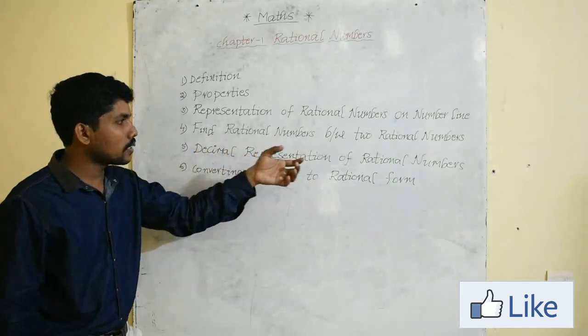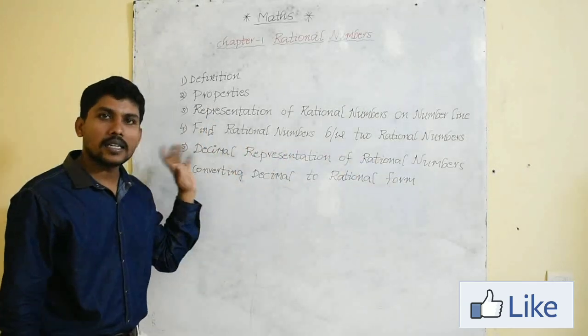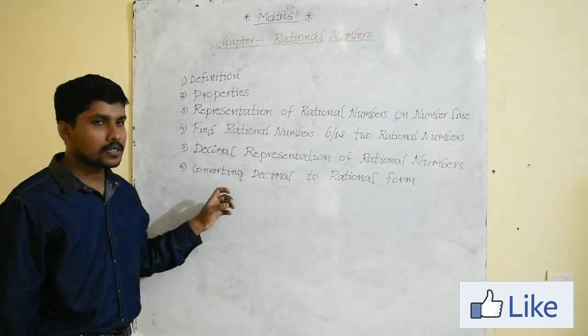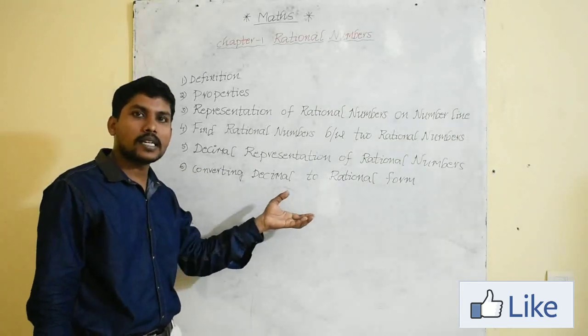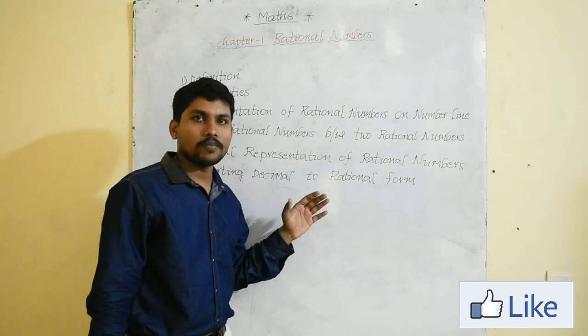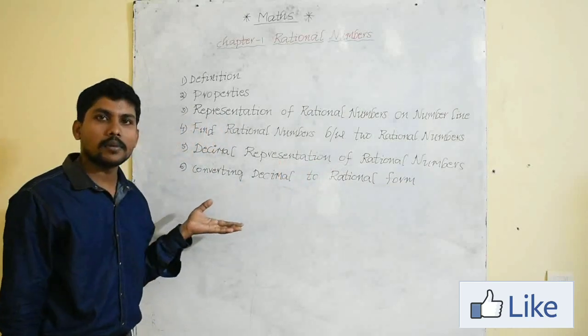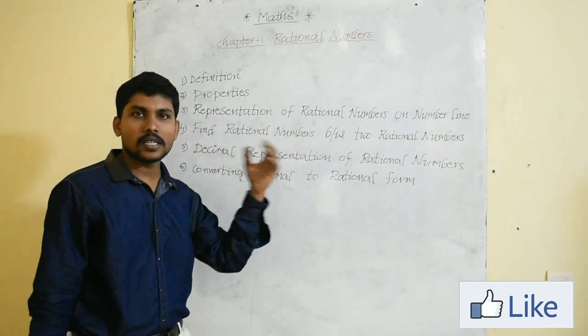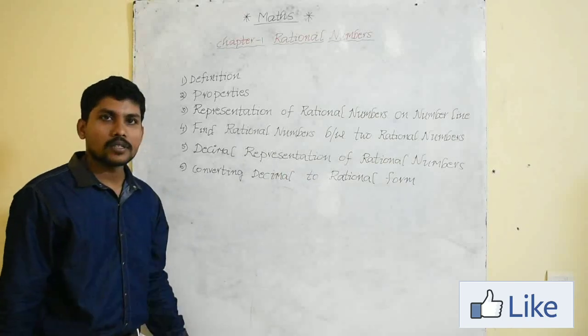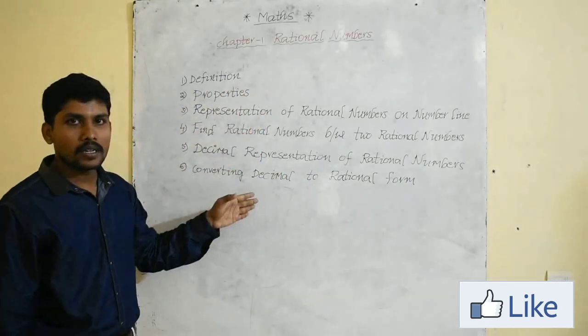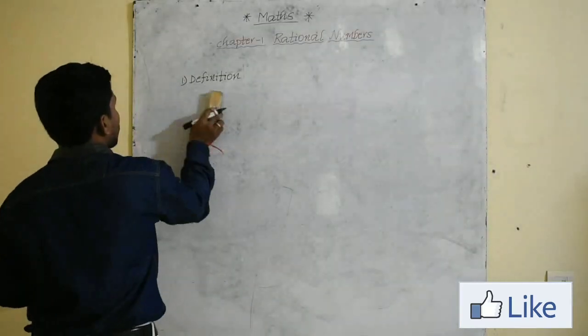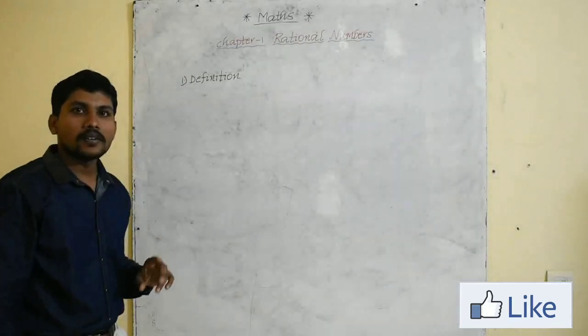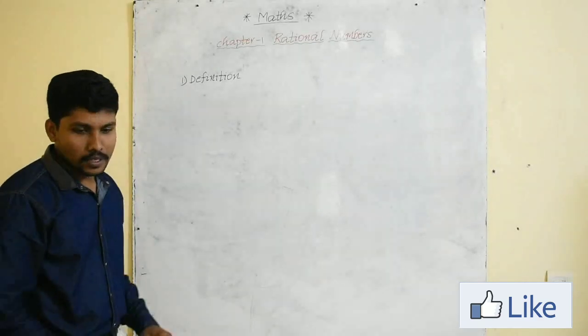We have to represent the given rational numbers in decimal form. And the last topic is we have to convert the decimal form to rational form. They will give one decimal number and we have to convert that into a rational number. So let us discuss one by one and complete all these topics. And the first one is the definition of rational numbers.